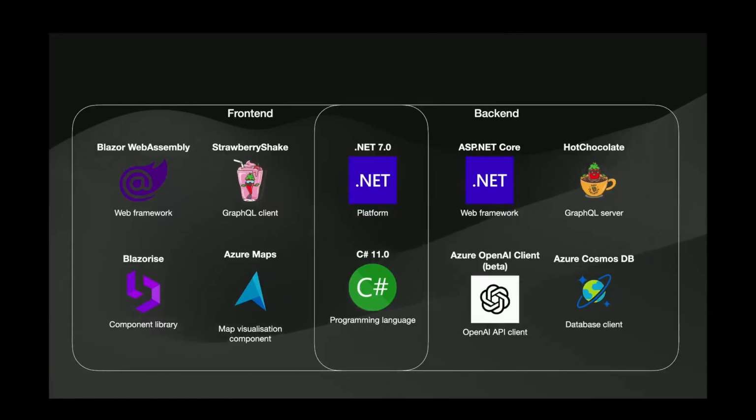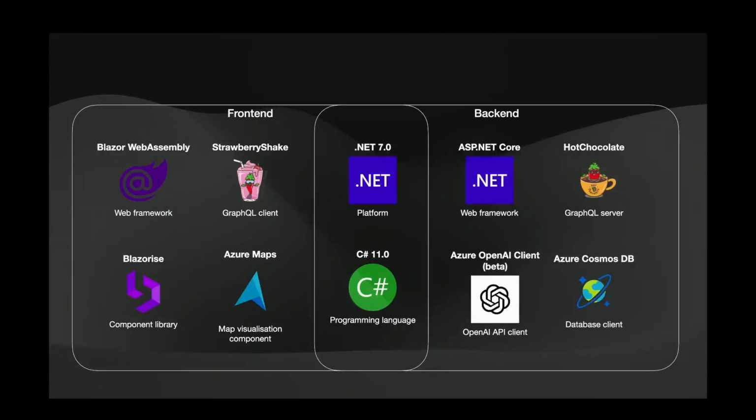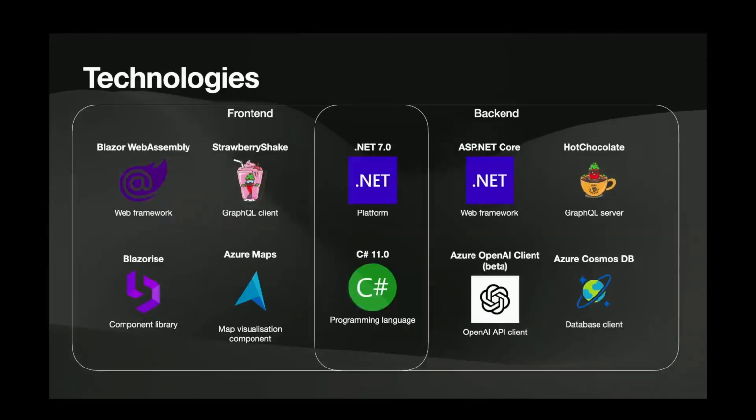So all the language features and standard libraries you know in .NET on the back end can also be utilized in the front end using Blazor. And we've got the same language in both the front end and back end at the same time, C# 11.0. And I forgot to bring up the title. Next slide.